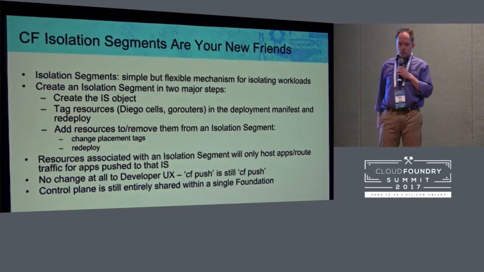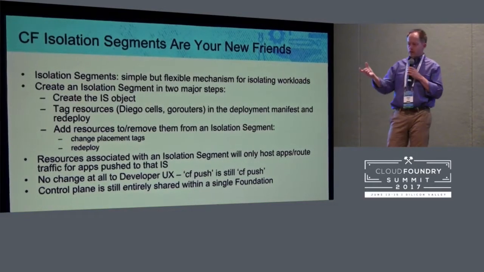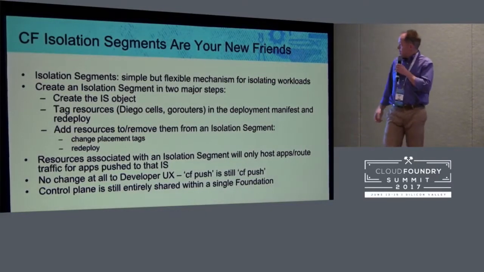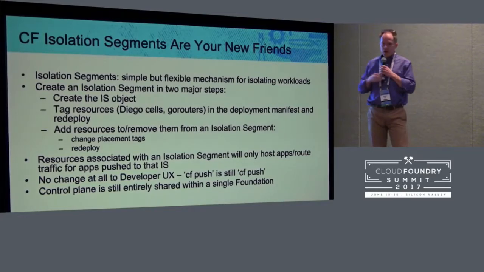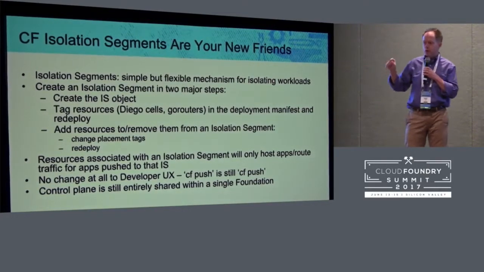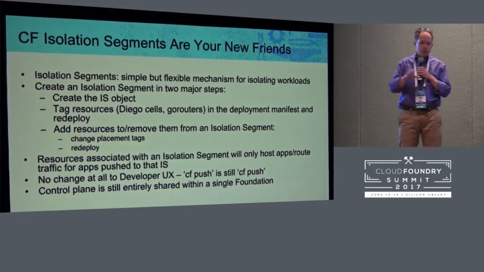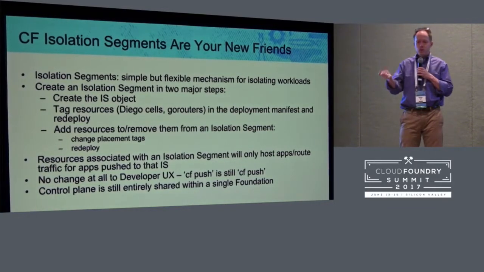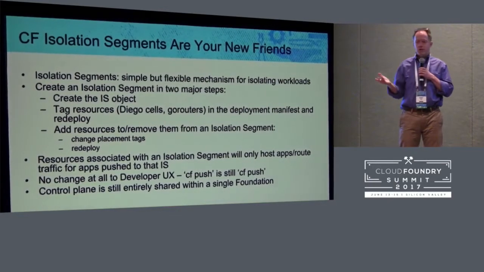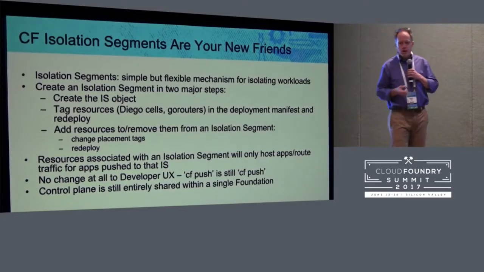It's one POST request to actually create it, which creates an isolation segment in the CCDB, just an object. And then you just put resources into it. I'm going to paraphrase here, because it's actually slightly more complex for Go routers than it is for Diego cells. But if I just limit the discussion to Diego cells, you simply attach a tag to each cell that you want to be in the isolation segment, do a BOSH deploy, and away you go. You now have an isolation segment with cells.